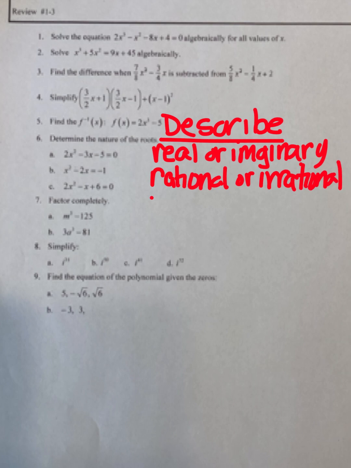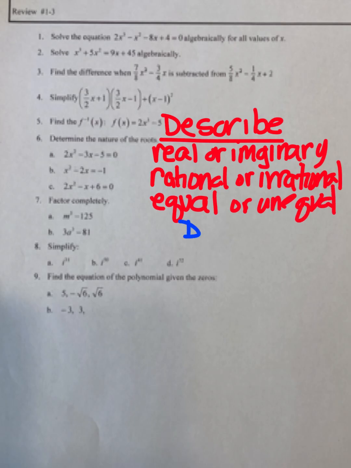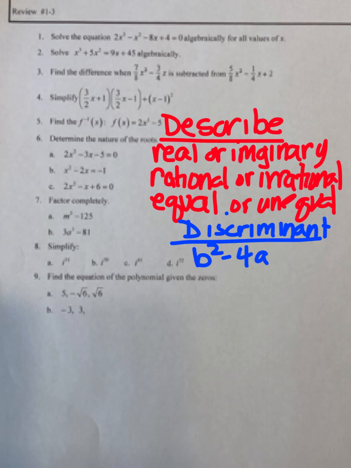And then it's going to either be equal. Remember, the only time it's equal is if you get a 0, or unequal. And what do we use for that? We use the discriminant. Remember, this doesn't give us the answers. It just will help us determine what the roots are. And remember, the discriminant is b squared minus 4ac. It's what's under the square root symbol. All right, let's take a look at the first one, 6a.